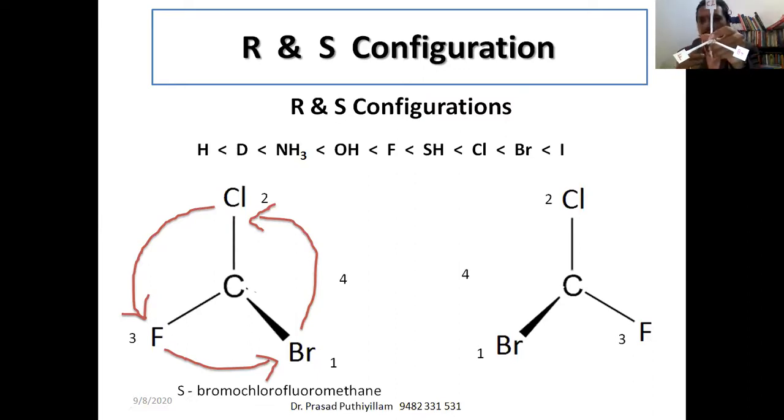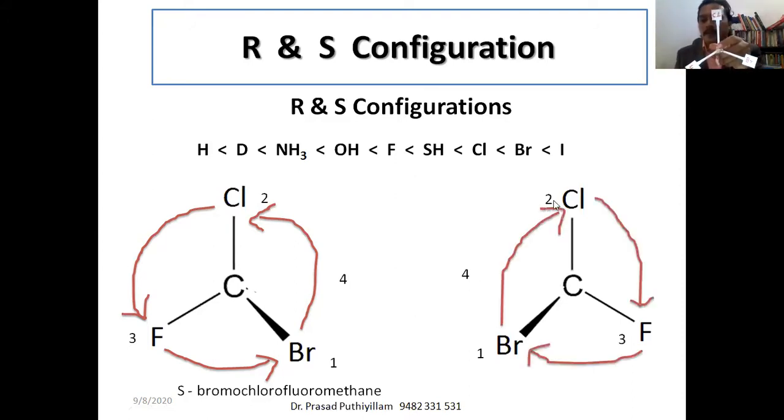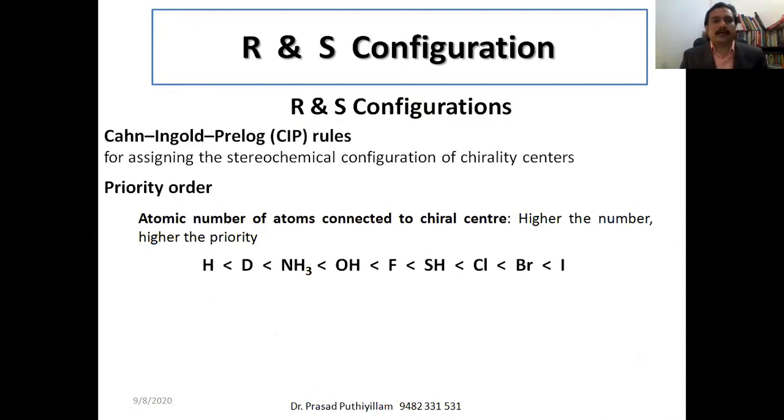This is the arrangement of atoms, and we can give the priority order: bromine to chlorine to fluorine. If I see that it goes in this direction on the screen, this is right side rotation. Therefore, right means R, that is the R configuration. So it is R-bromochlorofluoromethane. That is the way to give the RS configuration.